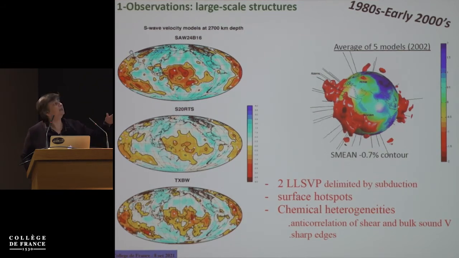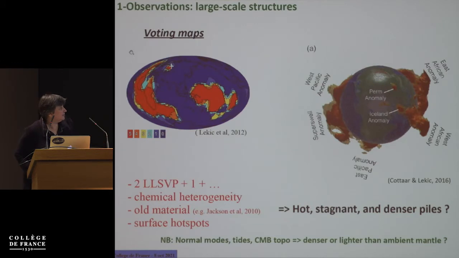We can also see it if we average a number of models first. Esmin was the first to do that, but since then there have been voting maps and so on, 2D, 3D, and the story is always the same. We have LLSVPs, two of them at least. We have structure in these LLSVPs, and there are chemical heterogeneities. So they're probably hot, but then the question is, are they denser or more buoyant?